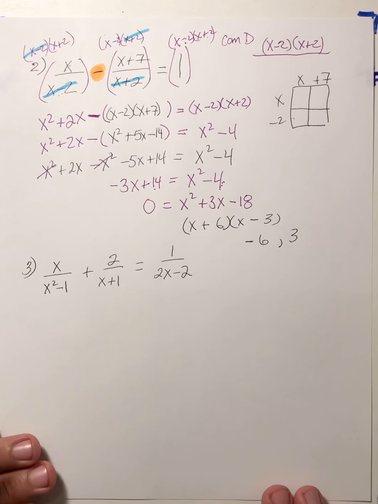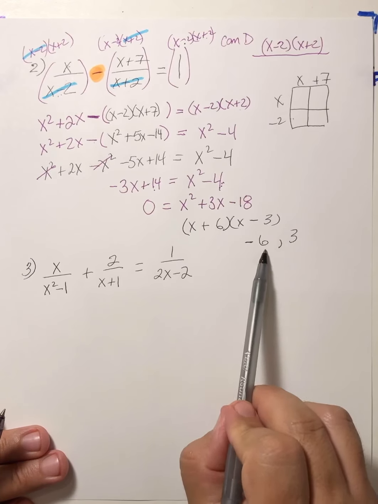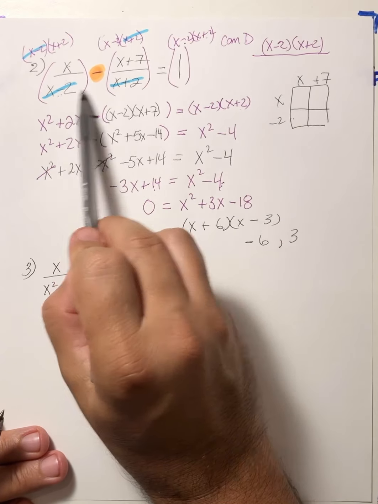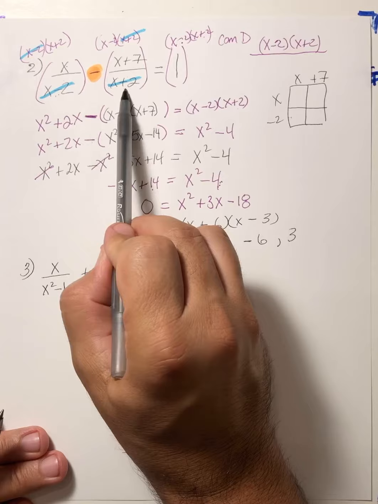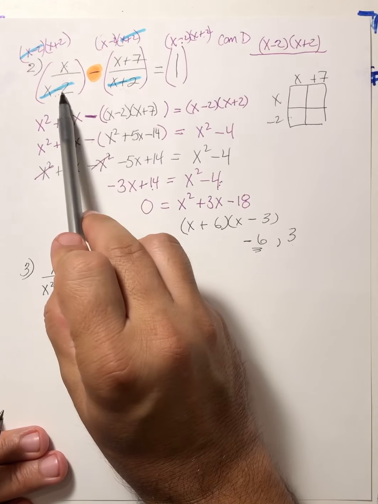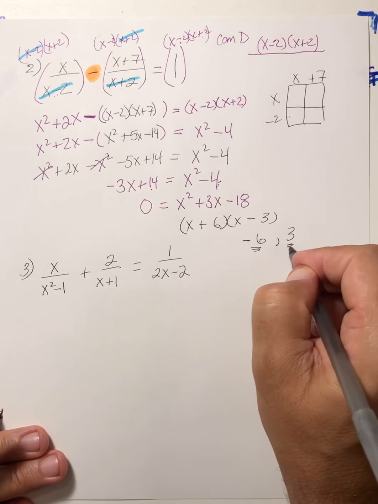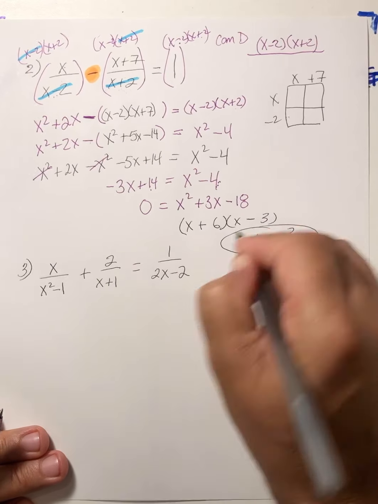Now, the check. Remember, we always have to check because we cannot have a 0 in the denominator. Does a negative 6 make 0 in the denominator? No, it does not. Does 3 make a 0 in the denominator? No, it does not. So these are both keepers.